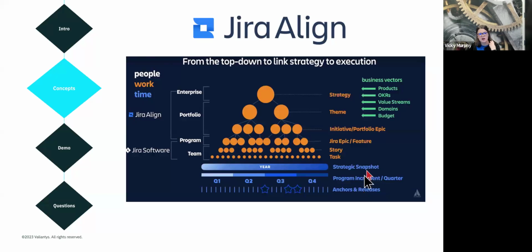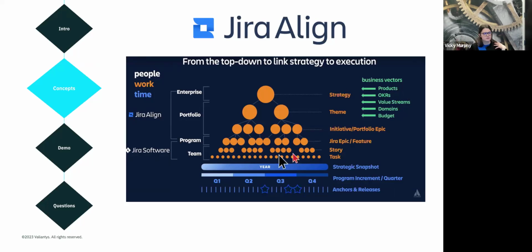And off to the right here are other business vectors that we can plug into these different levels of scale. Things like our product tracking, if we need that cross slice of data, not just who is working on this, but how, which of our products or services is this helping us improve or create. We can start to track that. We'll see OKRs all throughout the instance. The idea of value streams, domains, and budgets as well.